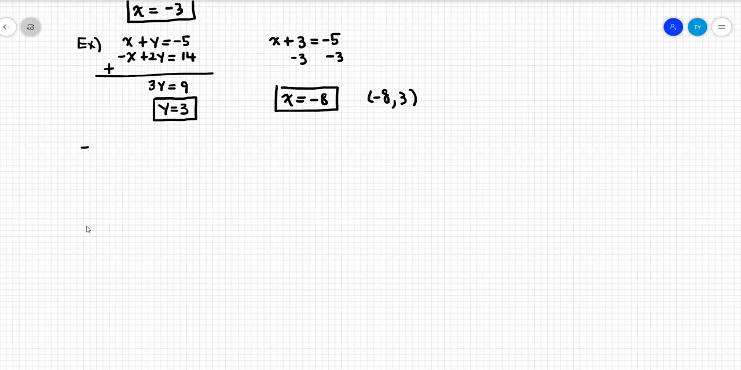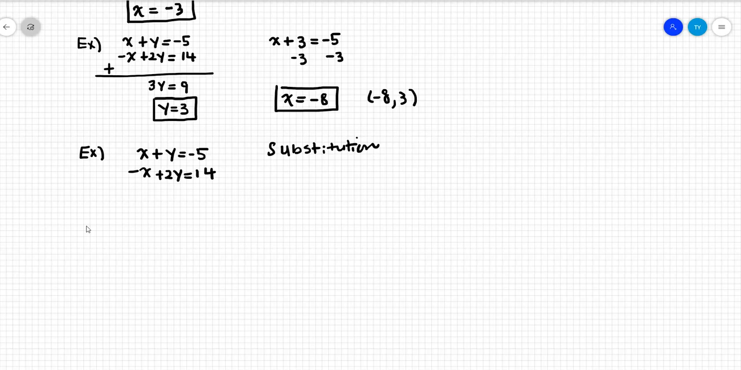Now I'm going to use the same problem. Here, x plus y equals minus 5, and minus x plus 2y equals 14. So if you want to use the substitution method, you're going to have to write one term or one variable in terms of the other one.